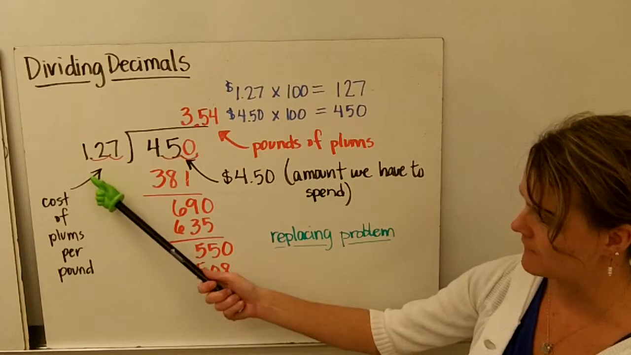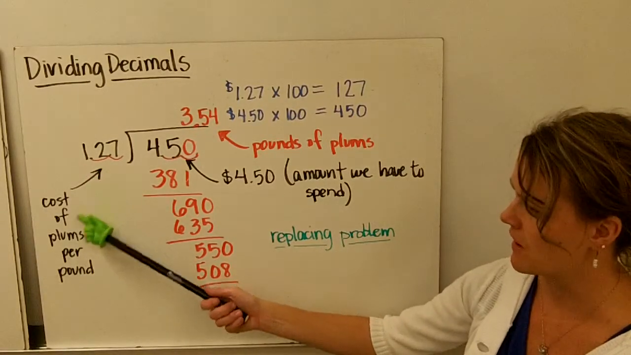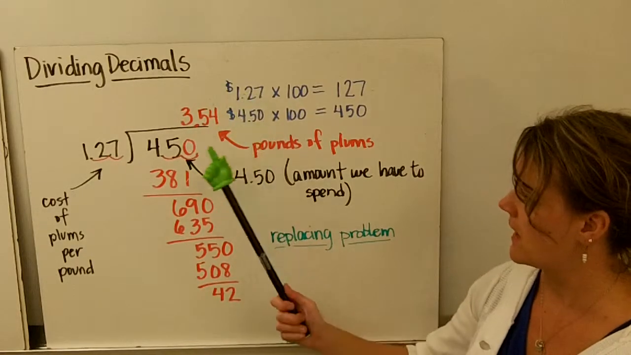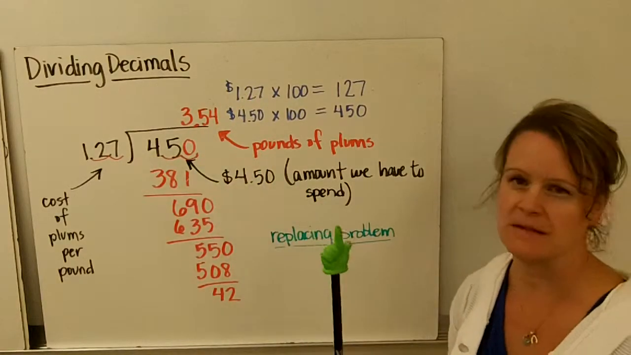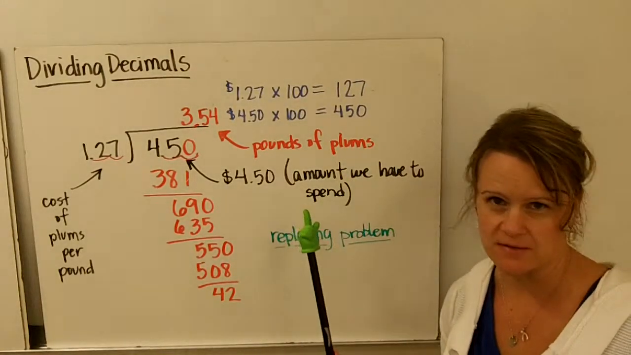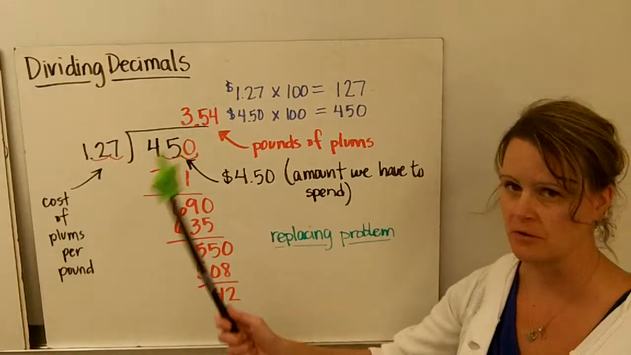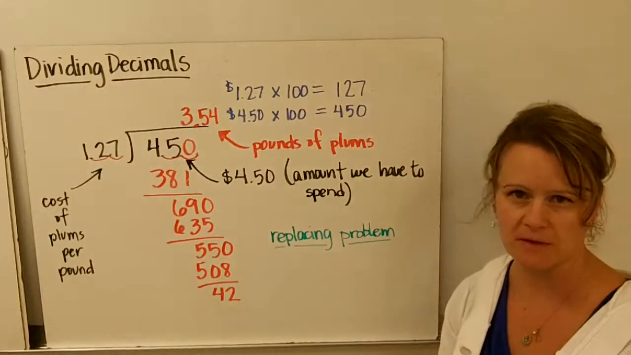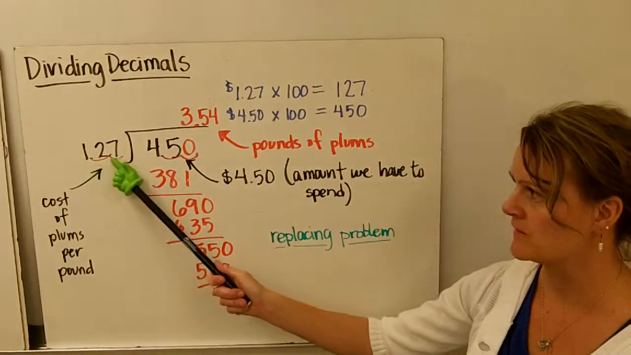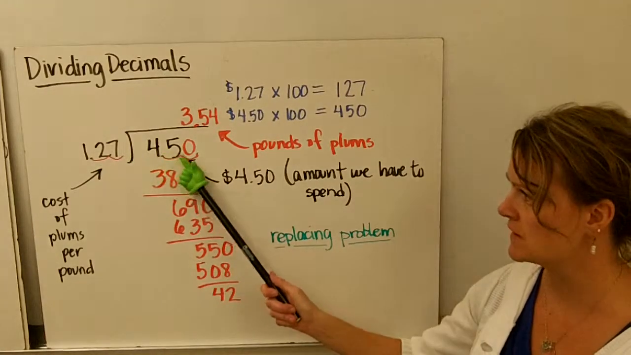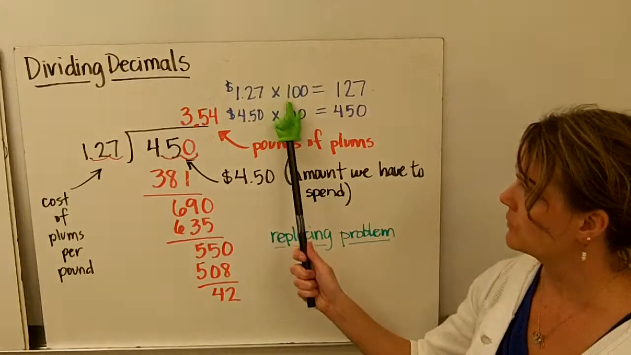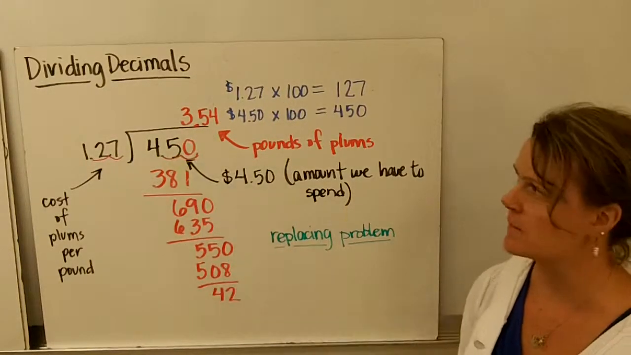So here in my example, the cost of plums per pound is $1.27. And I have $4.50 in my wallet. And so I want to know, since I have $4.50 to spend, and plums are $1.27, how many pounds of plums can I buy? So it's a simple division problem. I'm moving the decimal point 2 places here, and I'm moving it 2 places here because I just want to replace the problem by multiplying both of my numbers here by 100.